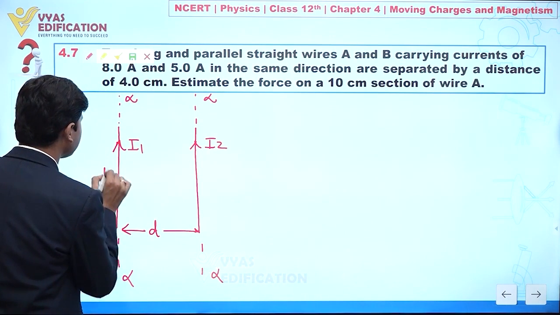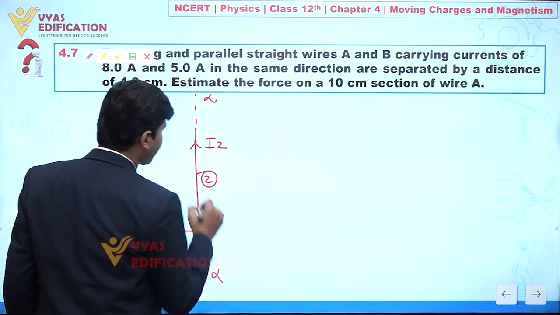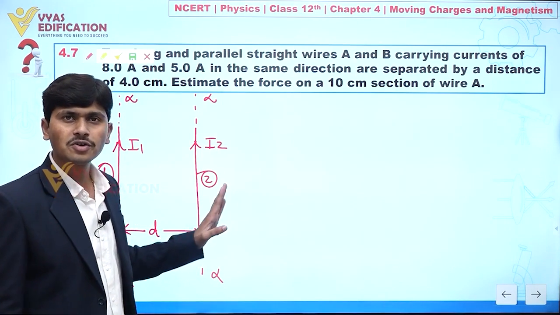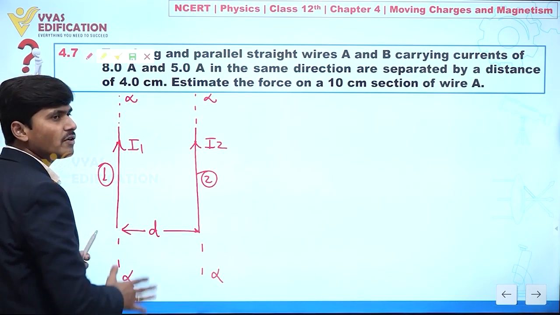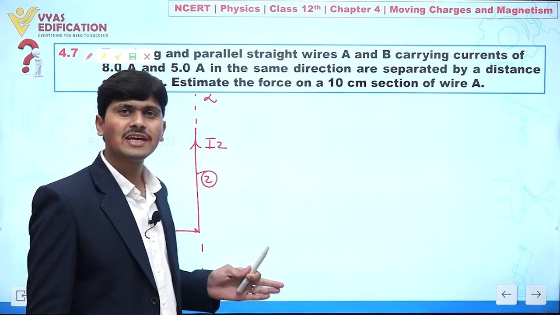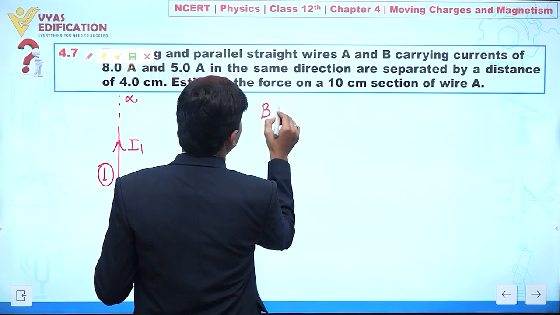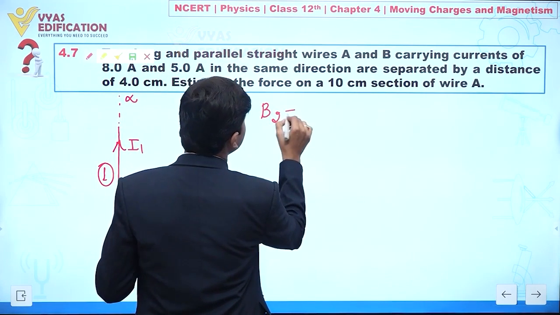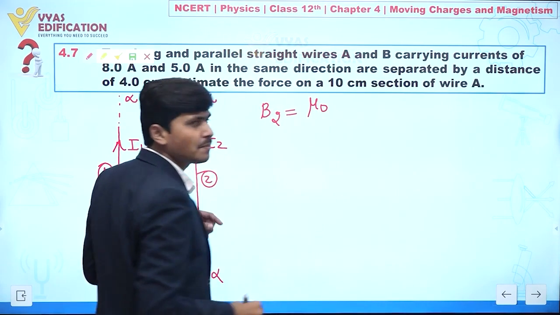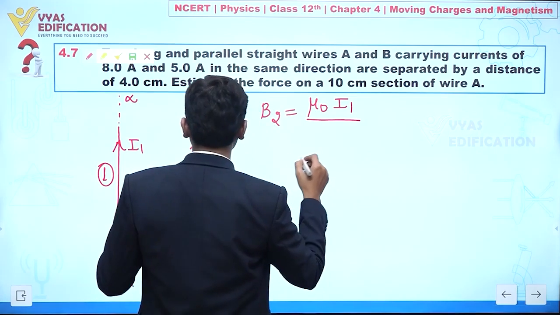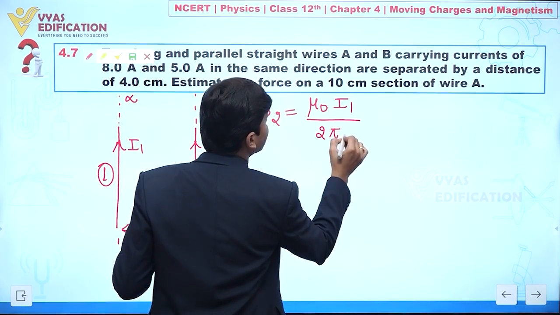Let's say this is wire 1 and this one is wire 2. Can I find the value of the magnetic field due to 1 on 2? Yes, because this is a long straight current carrying wire. The magnetic field on 2 is given by mu naught I upon 2 pi r, which we can write as mu naught I1 upon 2 pi r, that is, 2 pi d.